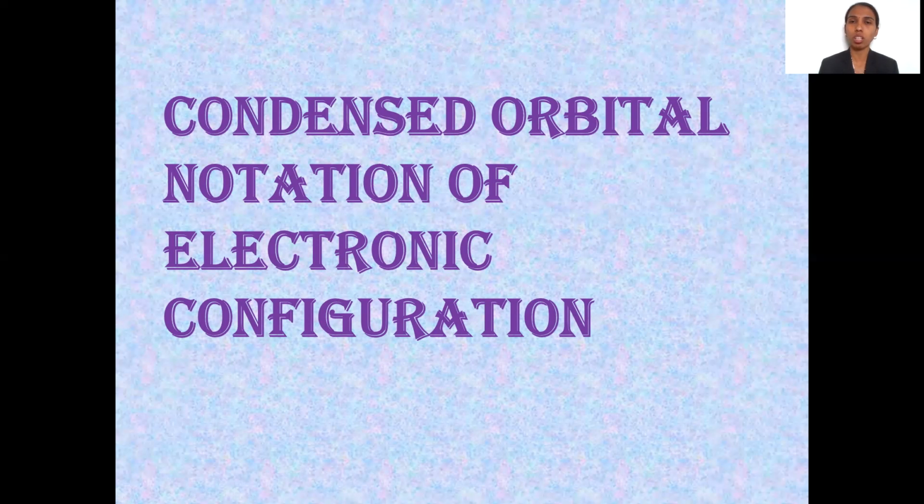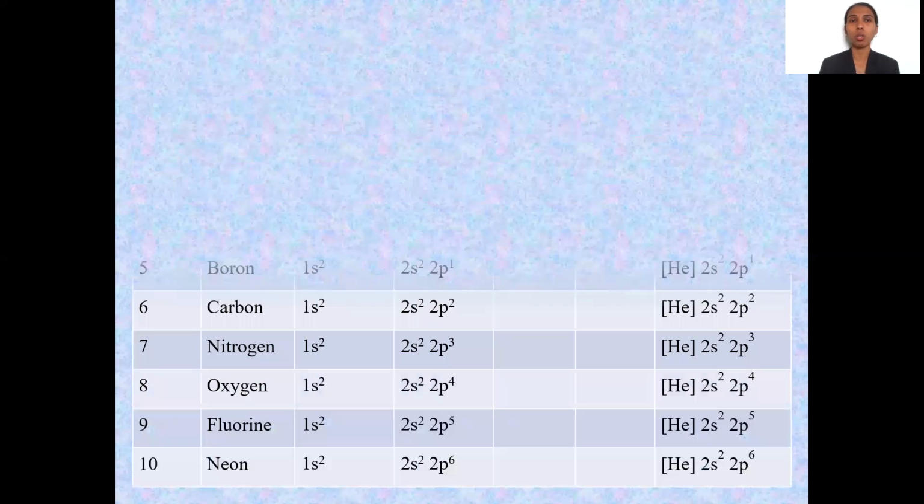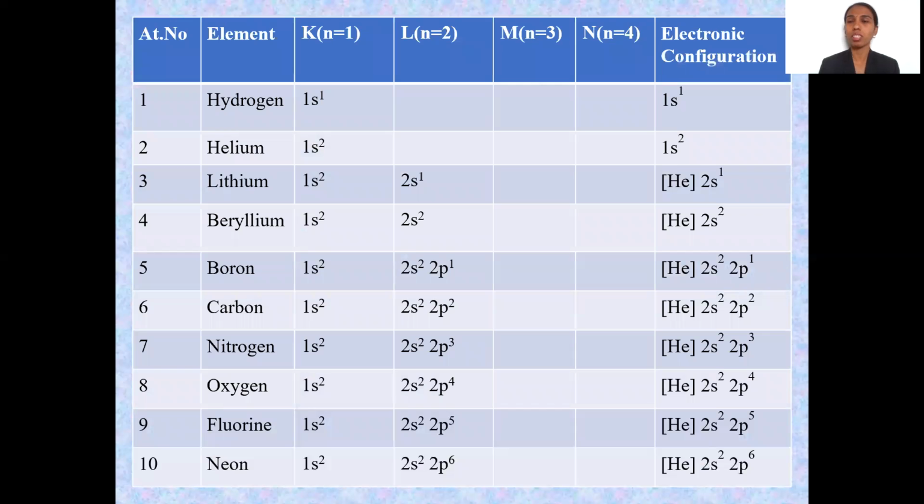But as the atomic number increases up to 100 or 120, its electronic configuration we cannot write in this way, like 1s2, 2s2, 2p. So for that we have to use the condensed method. म्हणजे हे जे इलेक्ट्रॉनिक कॉन्फिगरेशन आहे ते कंडेन्स्ड स्टेट मध्ये लिहायचं. हे कसं लिहायचं आहे ते आता आपण बघणार आहोत. So here we can see from the first element, that is atomic number 1.